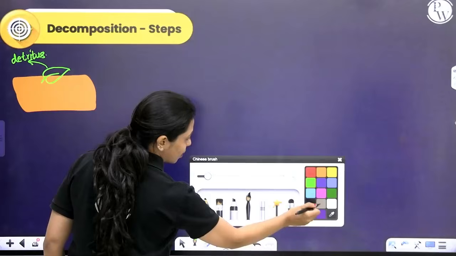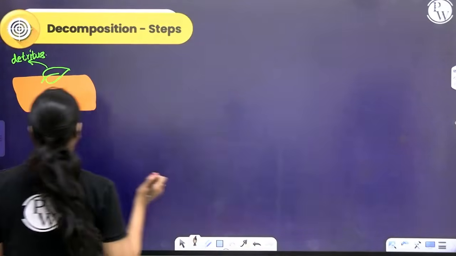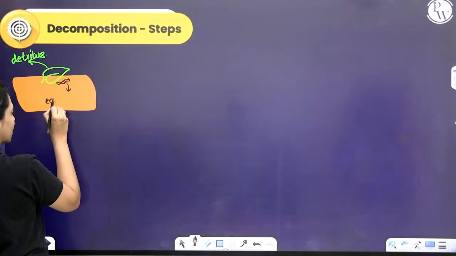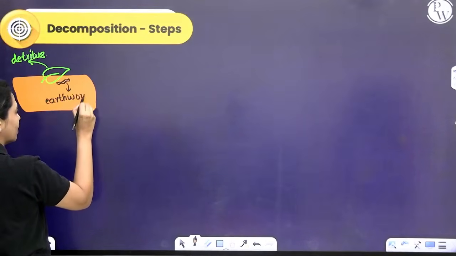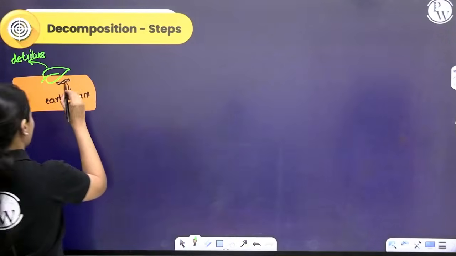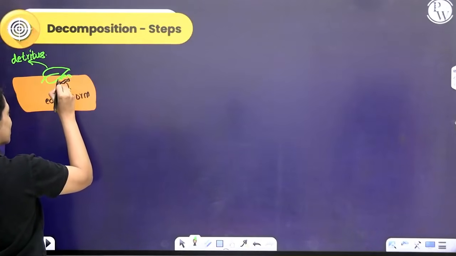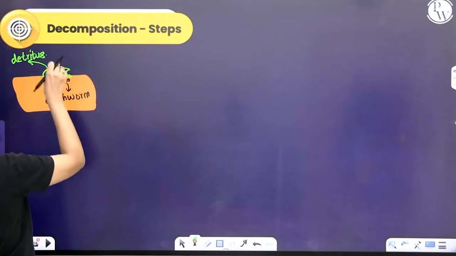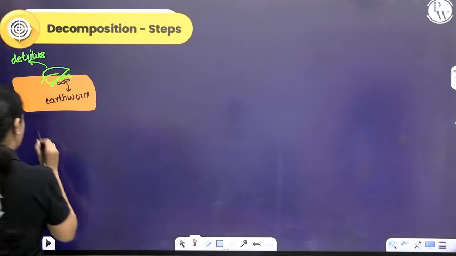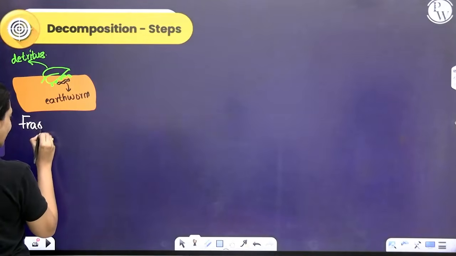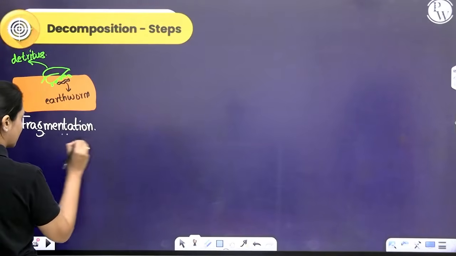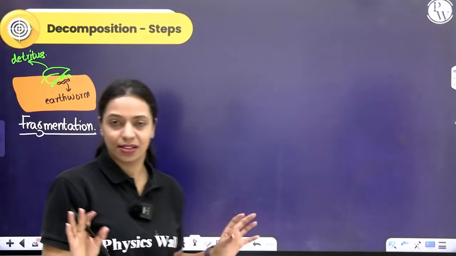There will be worms inside the soil like the earthworm that will start feeding on this detritus. It will start breaking it down. It will feed on it and it will start breaking it down. The process by which the earthworm is breaking down the detritus into smaller fragments is what we refer to as fragmentation. Very simple, right? Fragmentation is making fragments. Cutting it into pieces. So that's the first step.